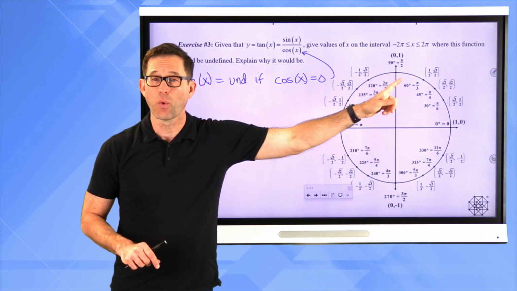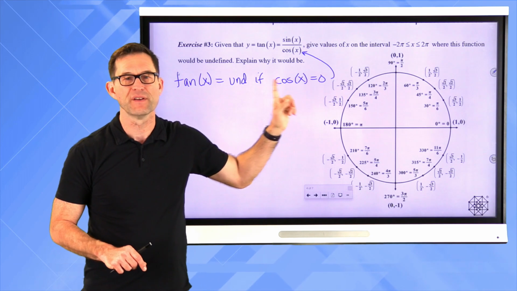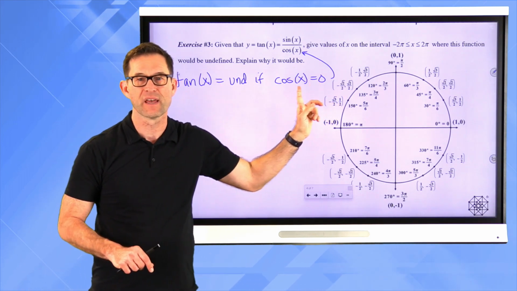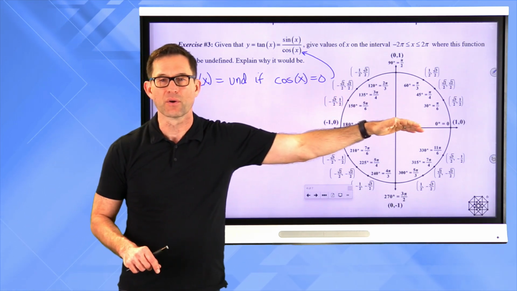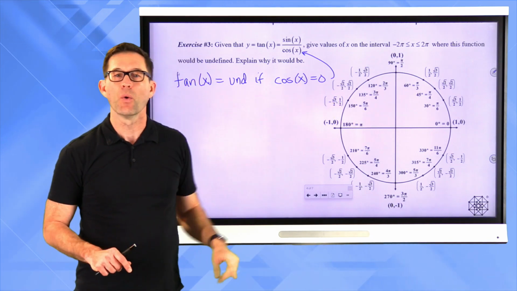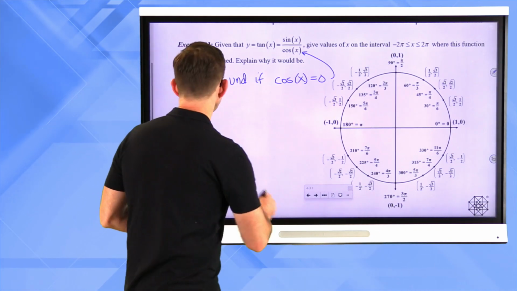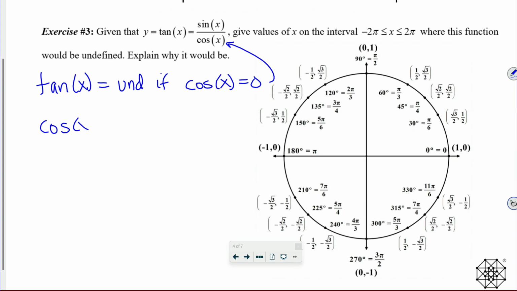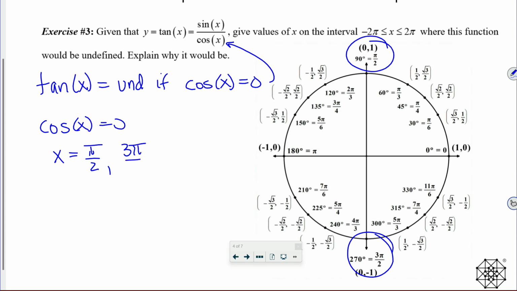Cosine is the x-coordinate. Don't get that confused with this x. They have nothing to do with each other. This x is an angle. On the unit circle, x is just the x-coordinate. So where will cosine x be equal to 0? Well, that's going to be here when x is equal to pi over 2. It's going to be down here when x is equal to 3 pi over 2.